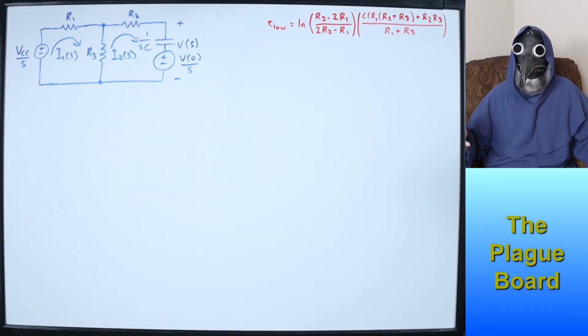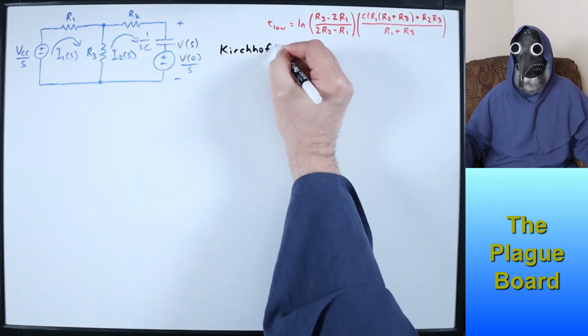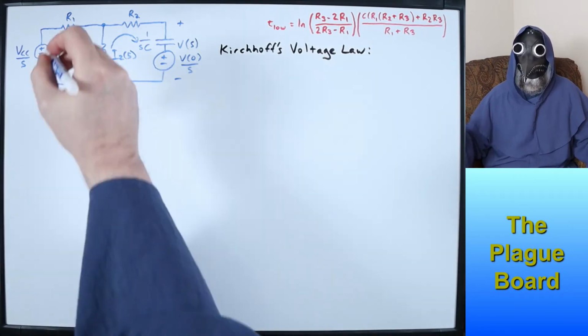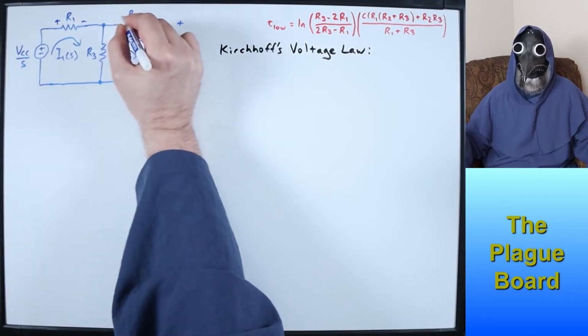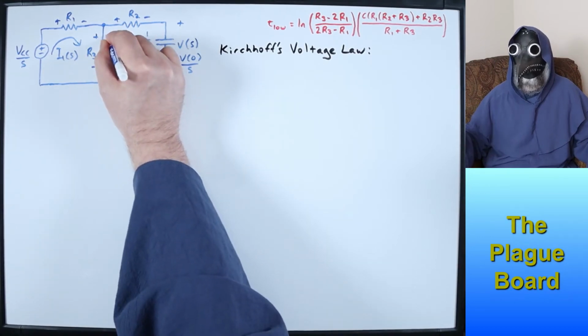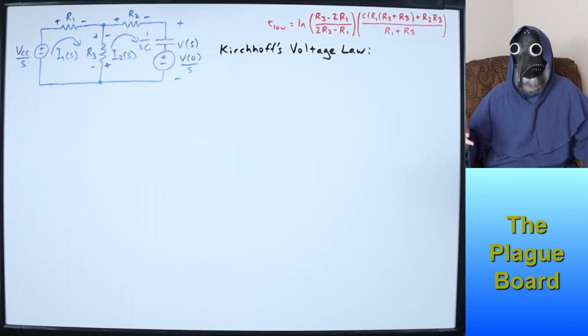I would like to write an equation for V of S, but I'll need to know what I2 of S is. So let's work towards that. Since we have 2 meshes, I'm going to use Kirchhoff's voltage law, which states that the sum of the voltages around any closed loop is equal to 0. I'm going to draw in the polarities of the resistors. Since the mesh currents through R3 are opposite, R3 has 2 opposing voltage drops, one for I1 and one for I2.